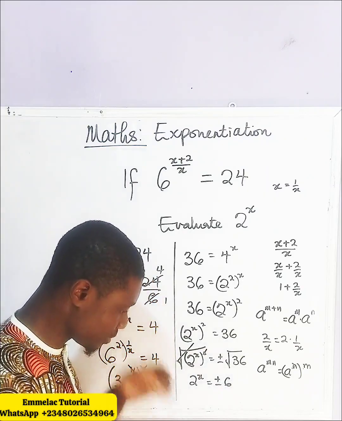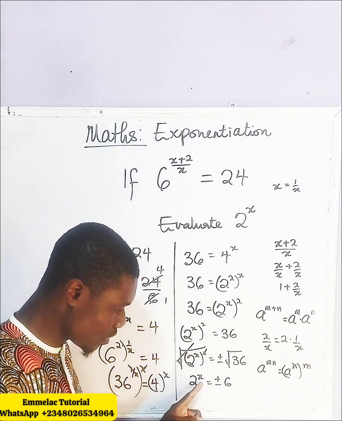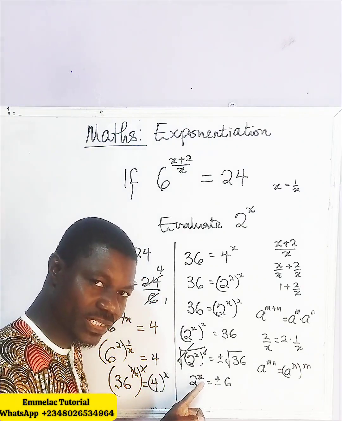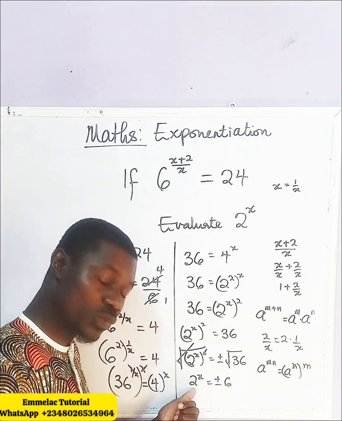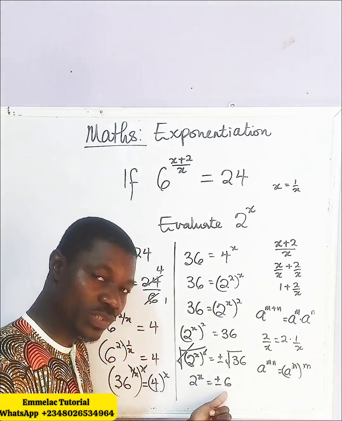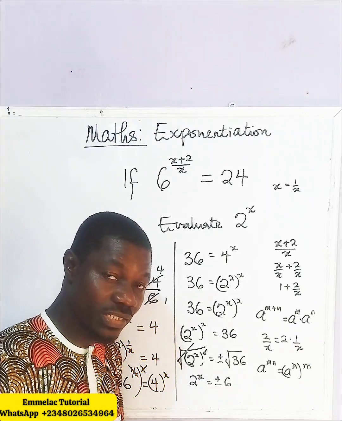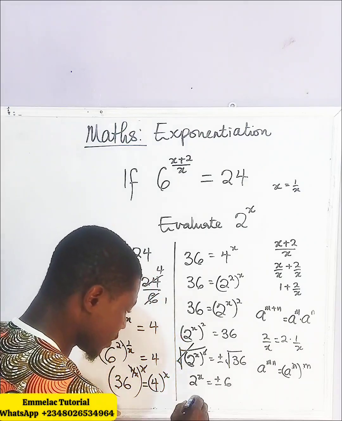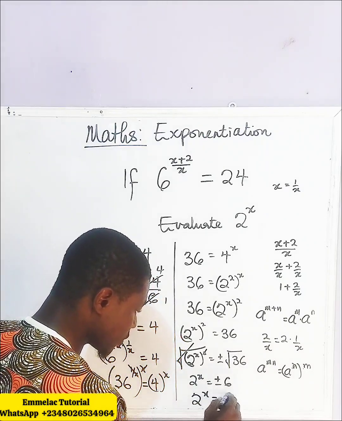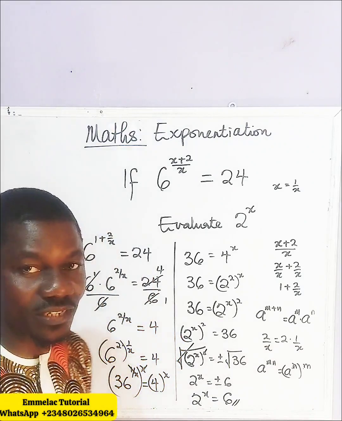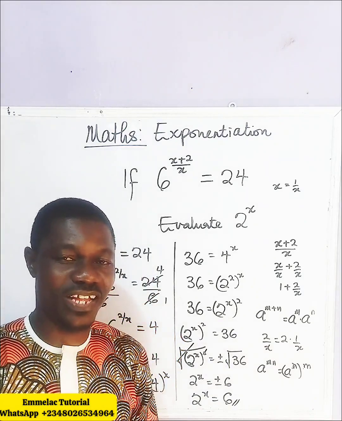But at this point, there is no value of x with a base of 2 that will give us negative 6. So it means negative 6 is not valid. So 2 raised to the power of x equals 6. The final answer.